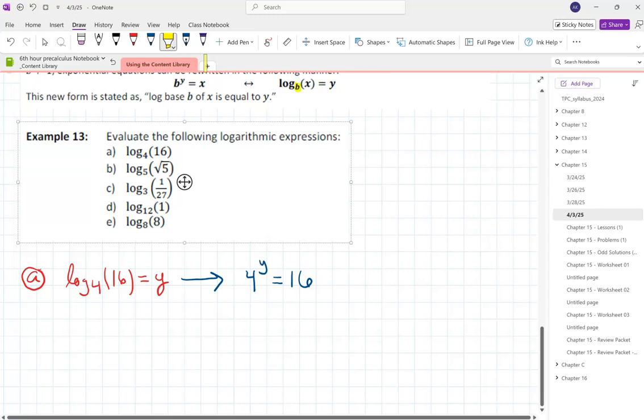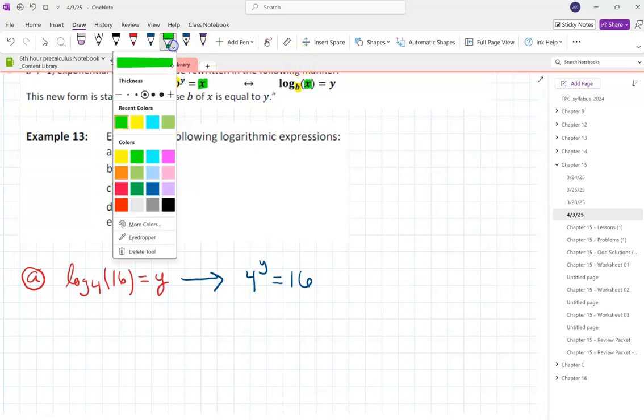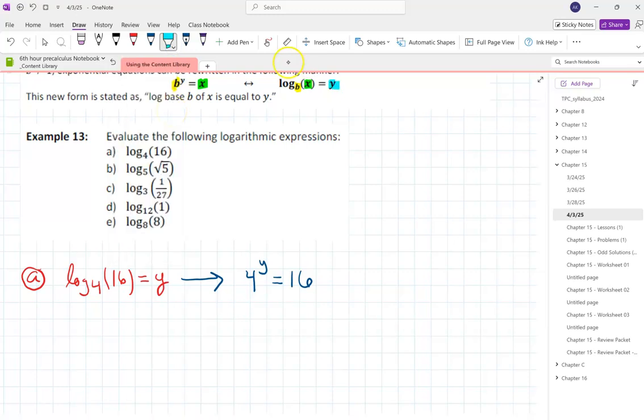So the base of my logarithm becomes the base of the exponential. The argument for the logarithm is the answer to the exponential. And the answer to the logarithm is the exponent for the exponential. Everybody see how I move those numbers around to make my exponential equation?